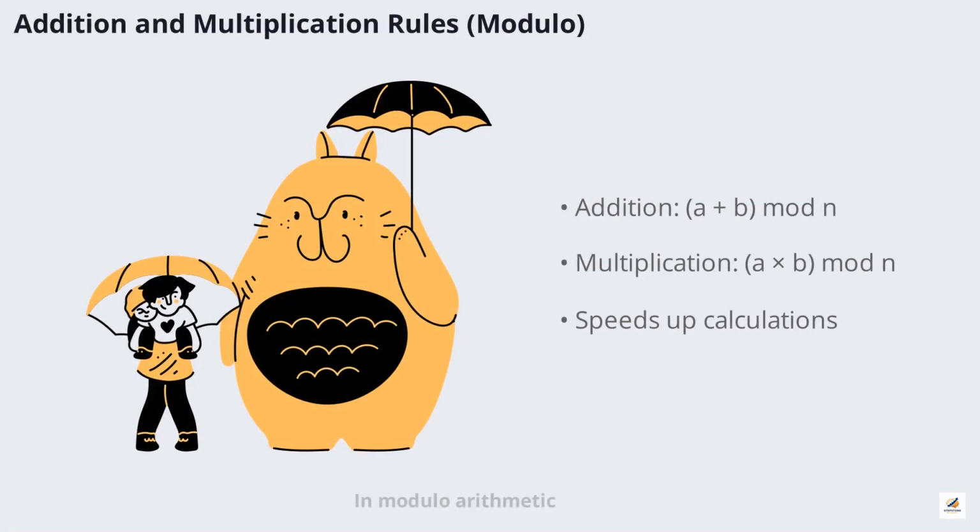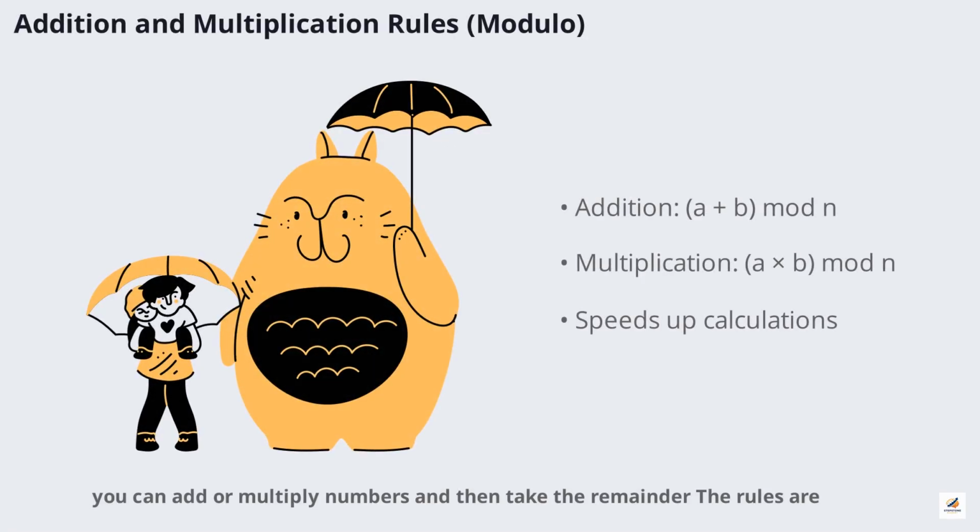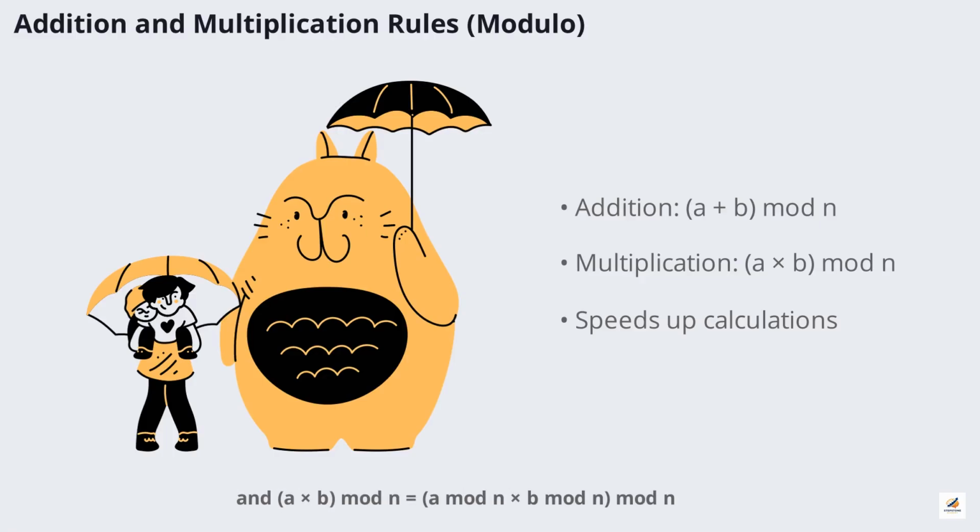In modulo arithmetic, you can add or multiply numbers and then take the remainder. The rules are (a + b) mod n equals ((a mod n) + (b mod n)) mod n, and (a × b) mod n equals ((a mod n) × (b mod n)) mod n. These shortcuts make calculations faster and are widely used in programming and math contests.